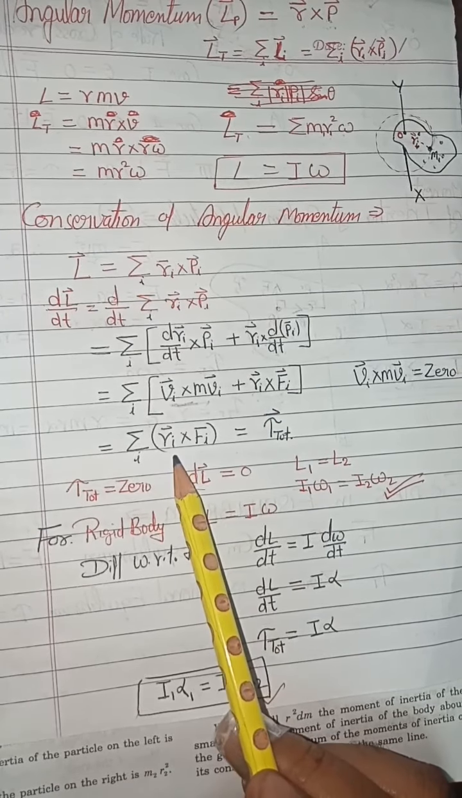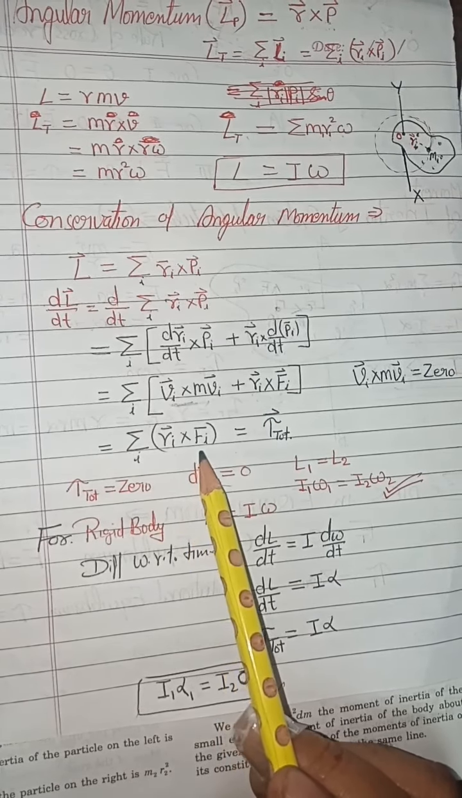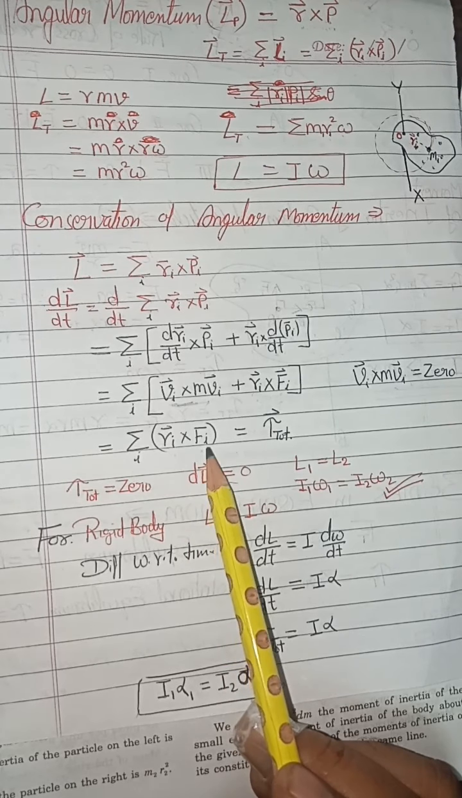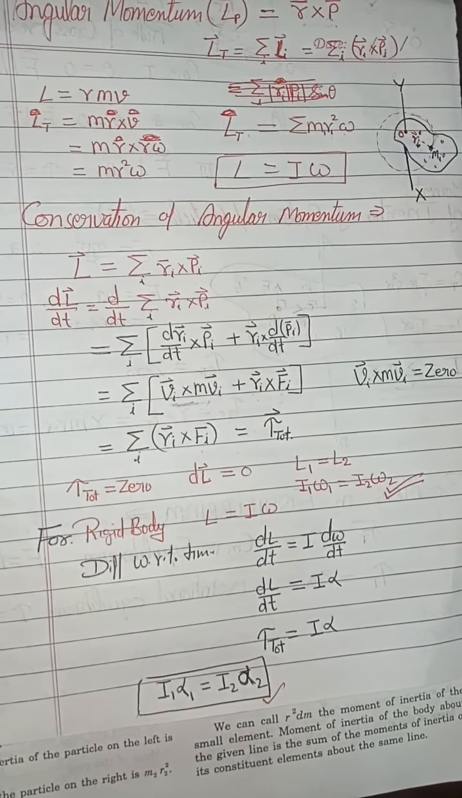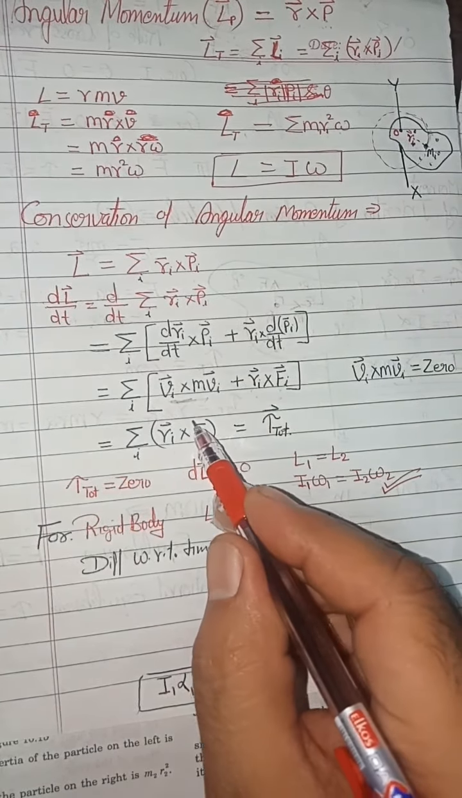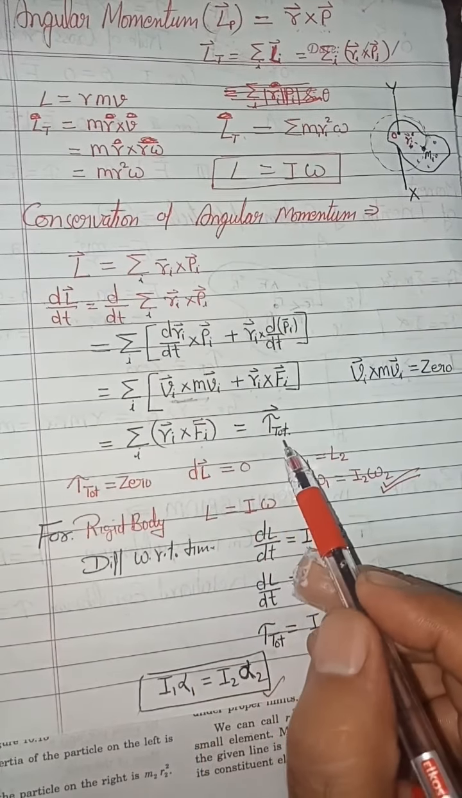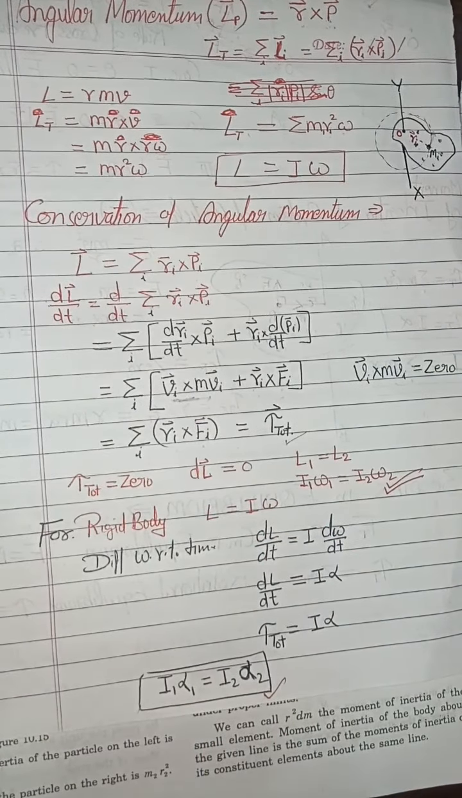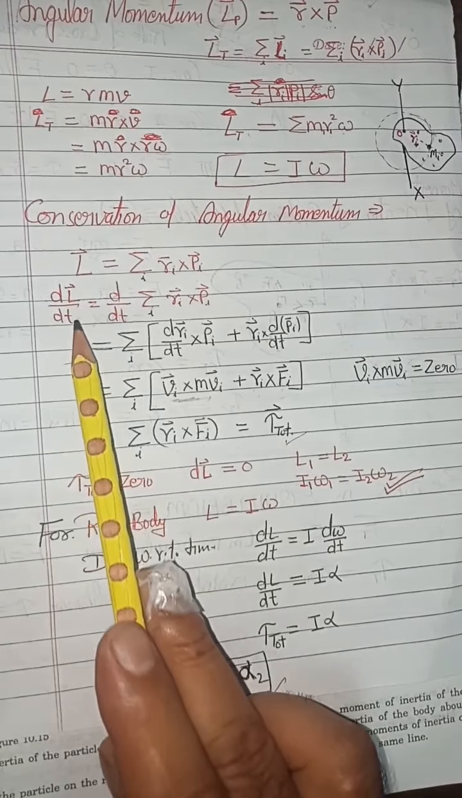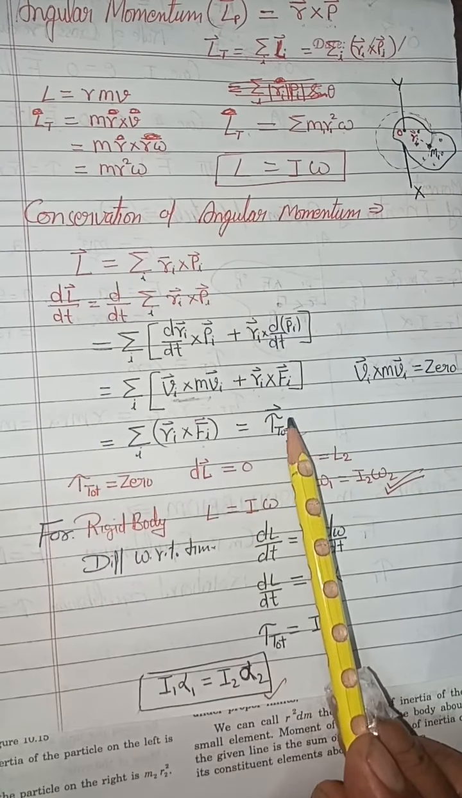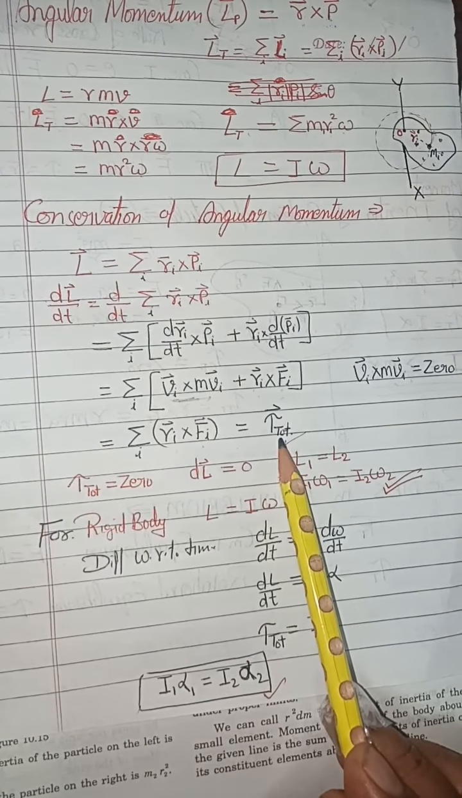You know what ri cross fi is: position vector cross force vector. This is called moment of force. Moment of force is called torque. It means simply that dL upon dt, the rate of change of angular momentum, is equal to the torque applied.